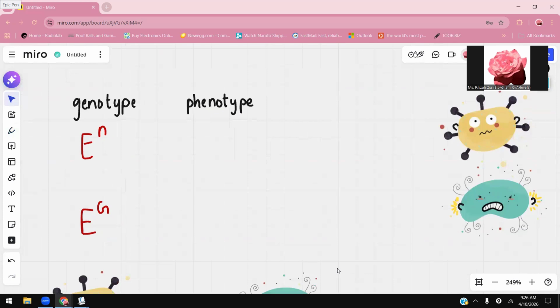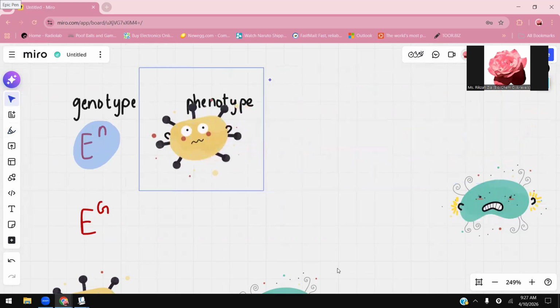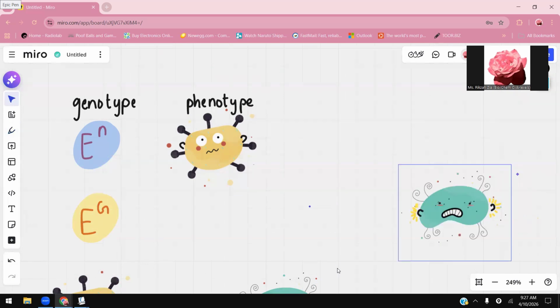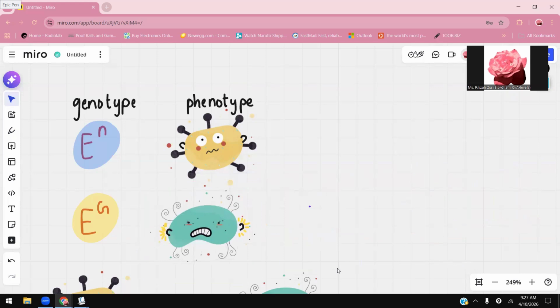This much we have already established, right? That if a bacteria has this allele, they are not going to be that much fun. They're going to have ears that won't glow in the dark. And if a bacteria has this allele, they're going to have ears that glow in the dark. So, genotype, phenotype.